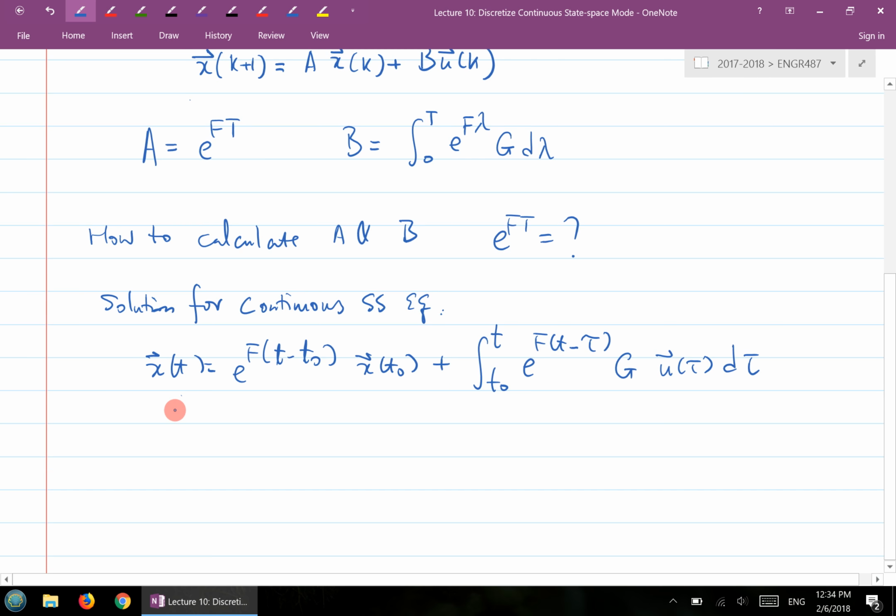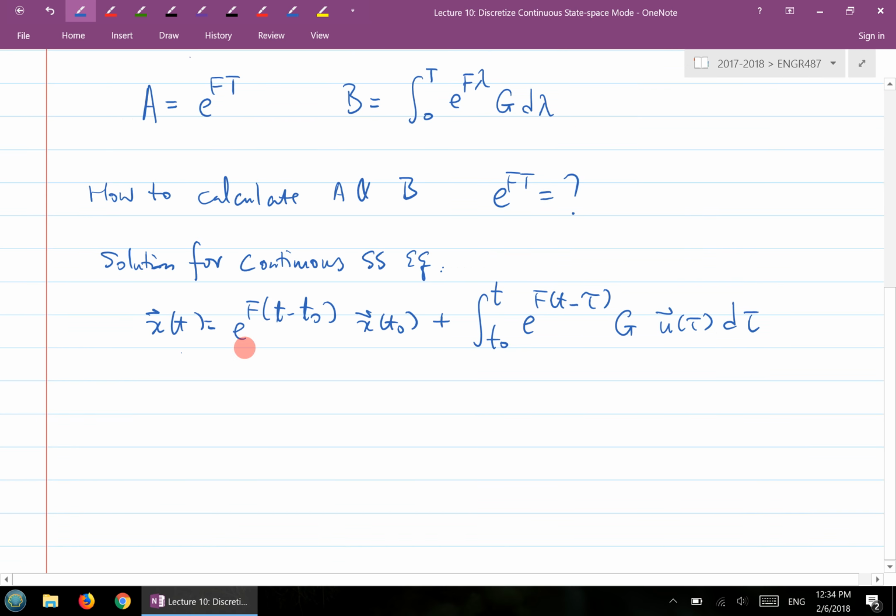This is the solution, right? If you have a differential equation, you can solve it. This is just in matrix format instead of scalar values. So here is the solution of that first order differential equation for the continuous system.